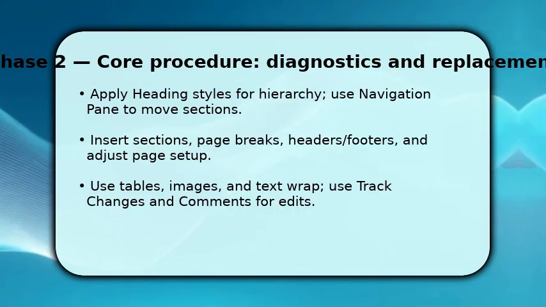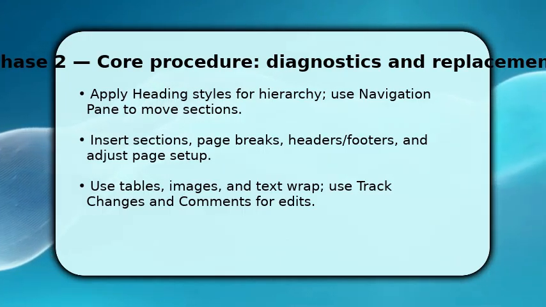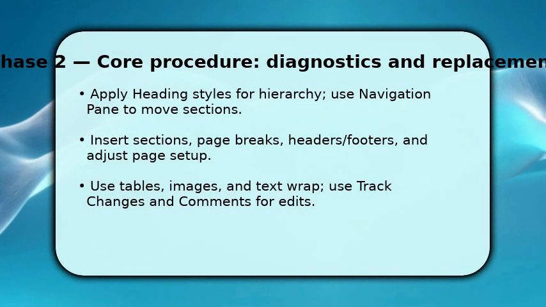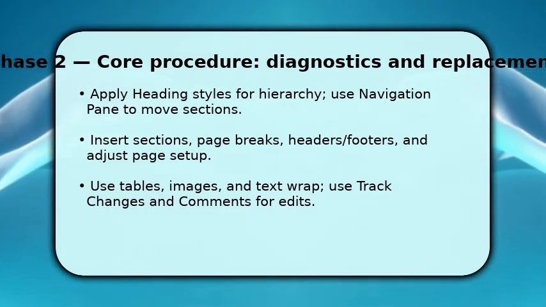Once organized, insert section breaks where layout changes and set headers and footers for consistent numbering or branding. For content, add tables and images, then set text wrap and alignment to control flow. As you edit, use track changes and comments so collaborators see suggestions. This preserves edits and explains why each change was made, improving clarity and review speed.